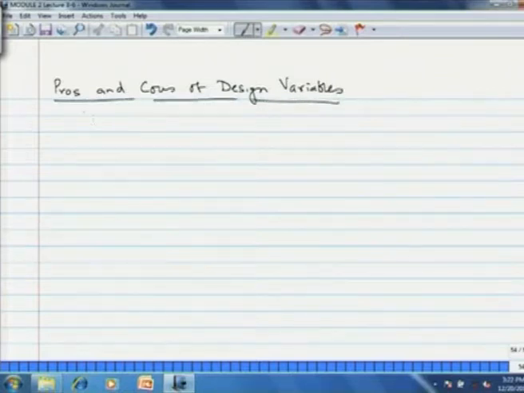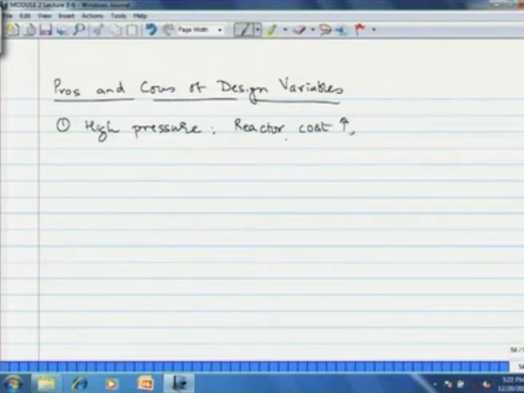If you use a high pressure reactor, the reactor cost goes up, and of course, you have to compress the feed to higher pressure, which means a large feed compressor is required, which increases both operating and capital cost.